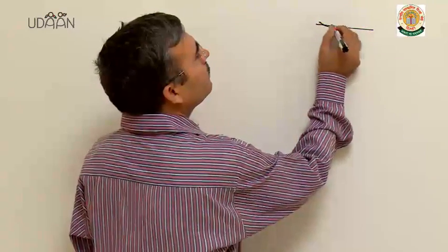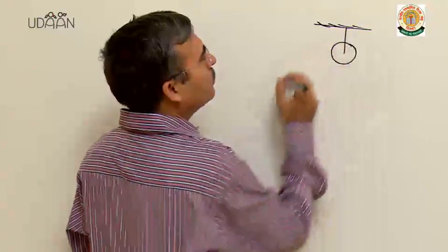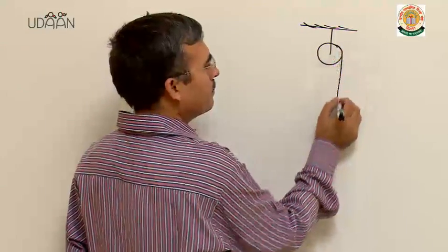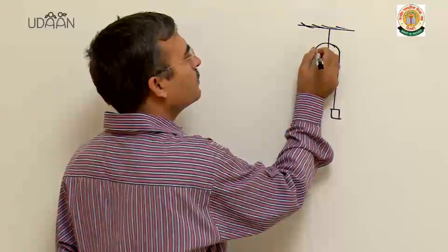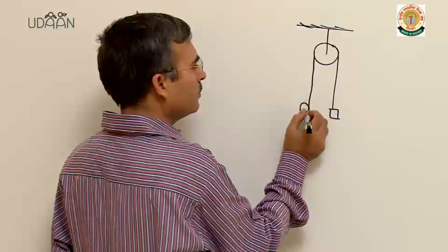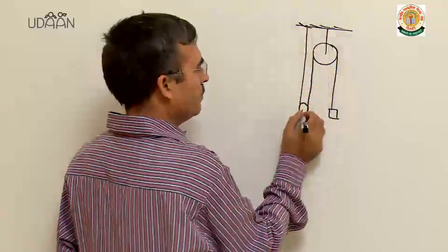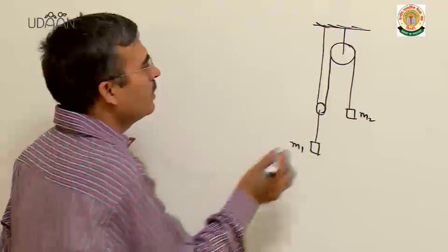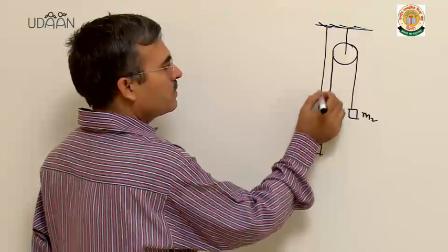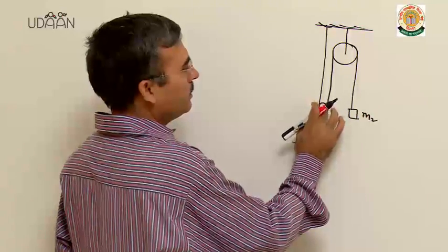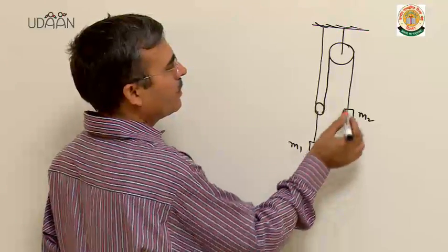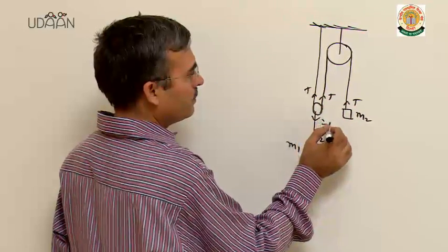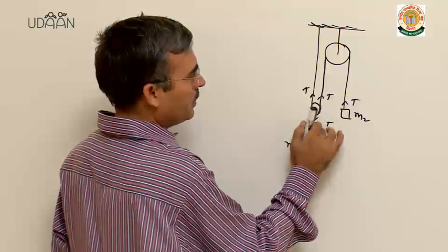मान लीजिए फिक्स्ड पुली, स्मूथ पुली, एक ब्लॉक इधर, it is movable pulley, M1 block, M2 block, it is movable pulley, string is light and inextensible, tension in the string will be like this. Clear?